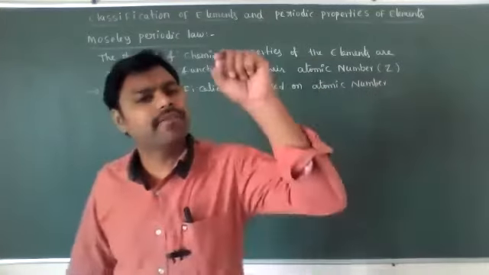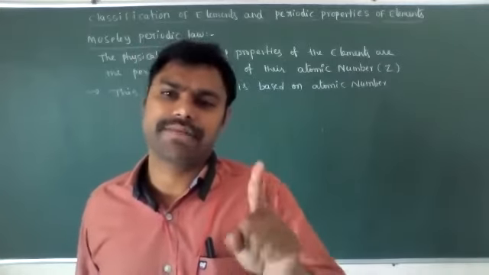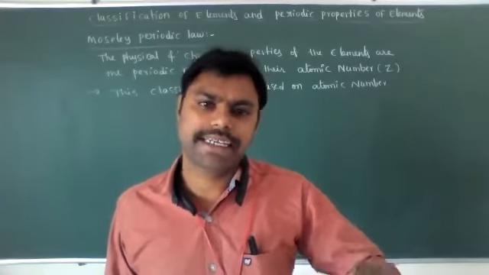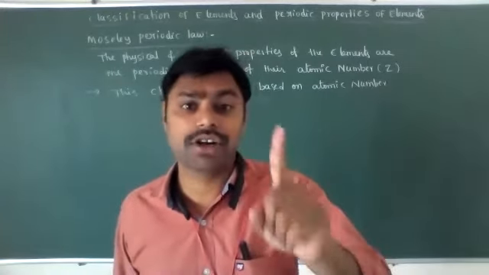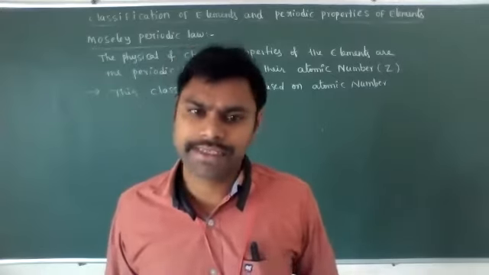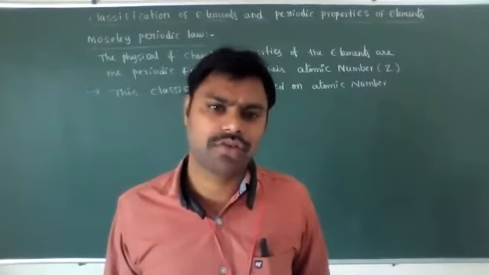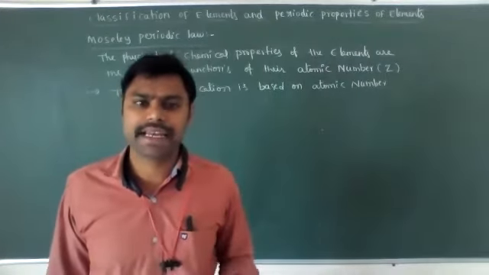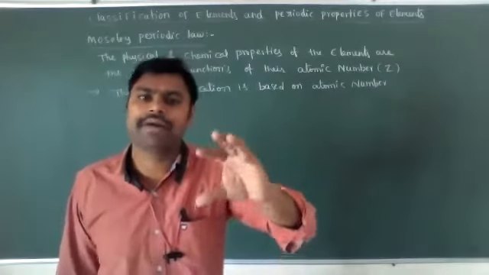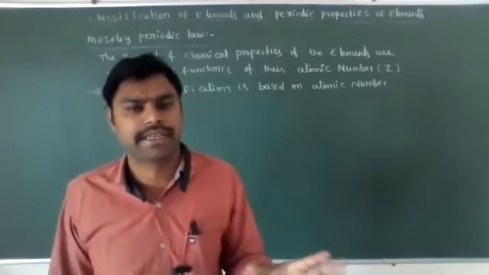Okay, we know that every element has its own atomic number. Z equal to 1 means hydrogen. Z equal to 2 means helium. Z equal to 3 means lithium. Z equal to 4 means beryllium. Z equal to 5 means boron. Atomic number is individual, so every element has a unique atomic number.